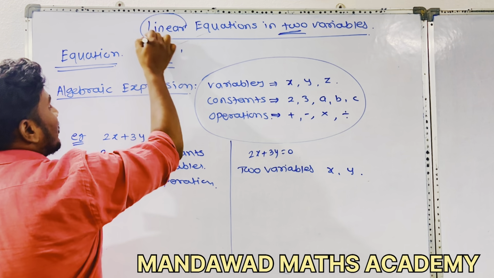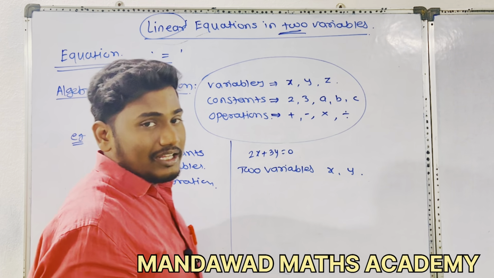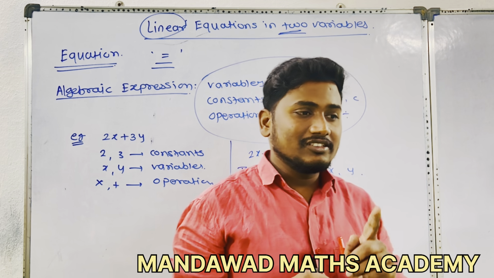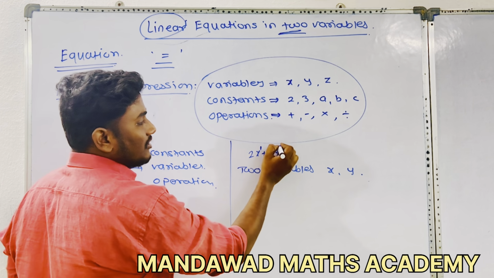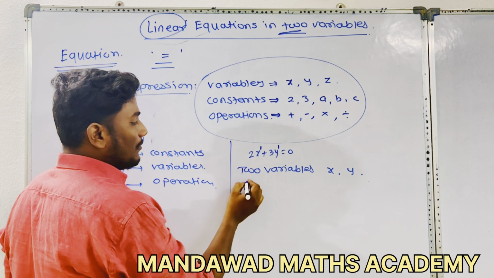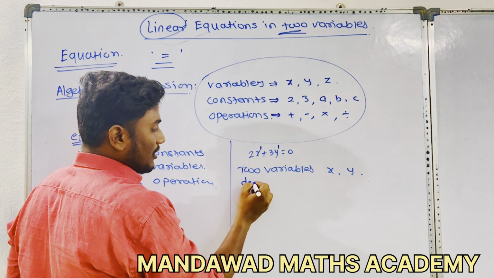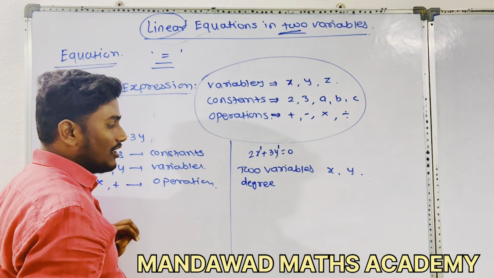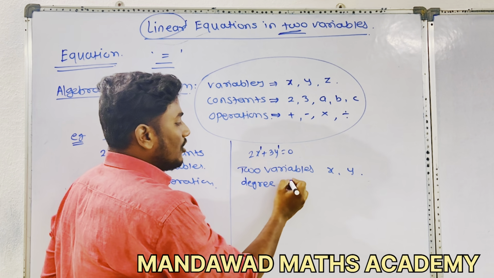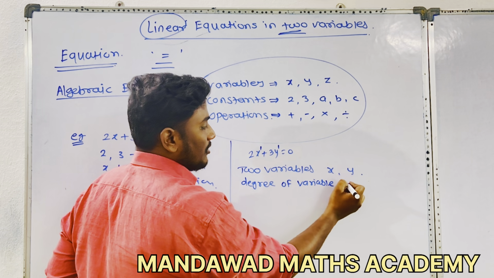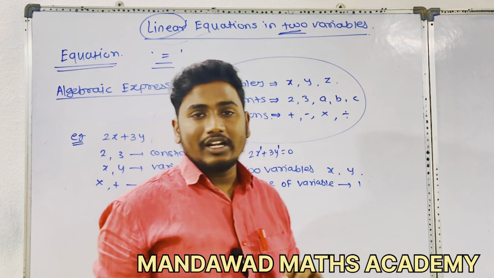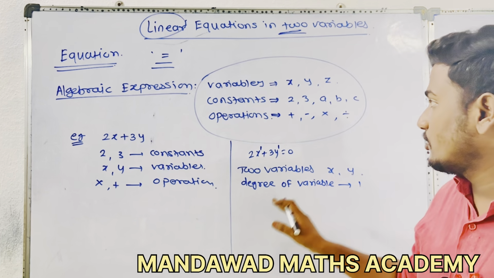What is the meaning of linear? Linear is nothing but the highest power of the variable is 1. What is the power of this variable? 1. And this variable, 1. So the degree of the variable, or you can say the power of the variable, is 1. So that is called a linear equation in two variables.